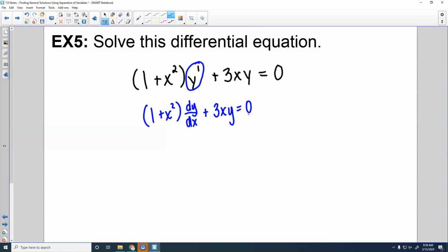Okay, we can't do anything till we've separated variables. Normally I've been telling you to multiply by that denominator first, but I don't know if that's a good idea here. What would you guys do first? Subtract 3xy, because we need it on the other side. So we got 1 plus x squared dy dx equals negative 3xy. All right, what would you do now?